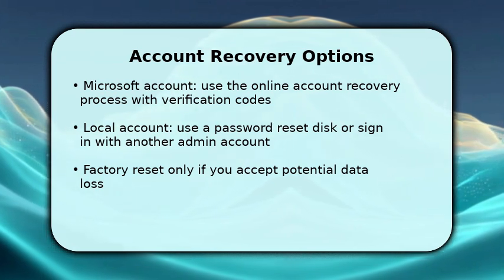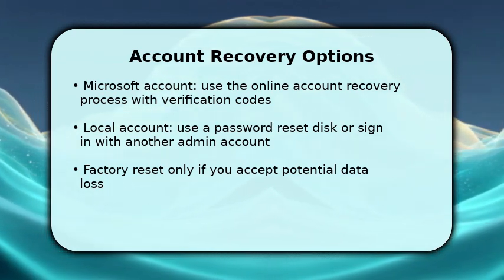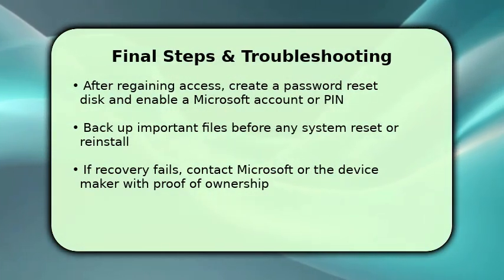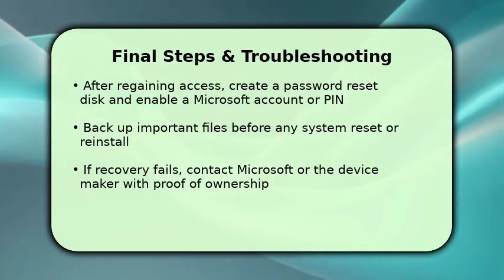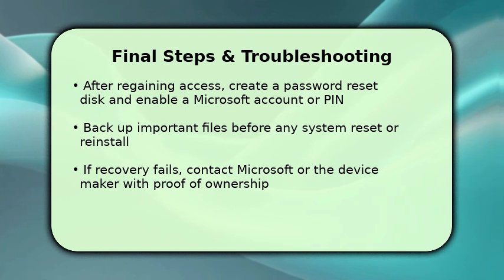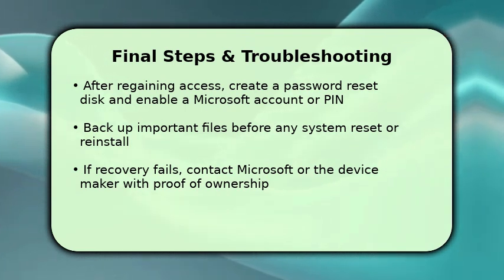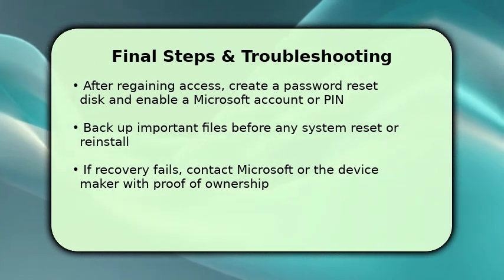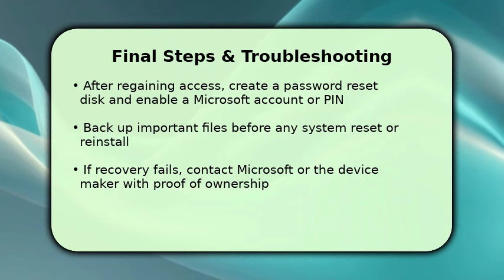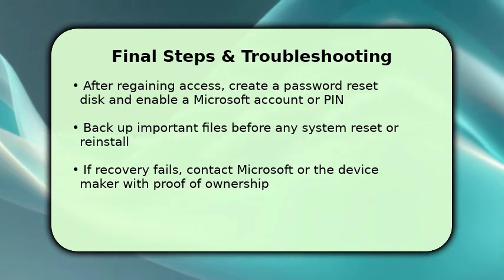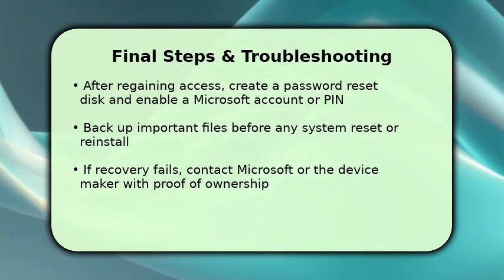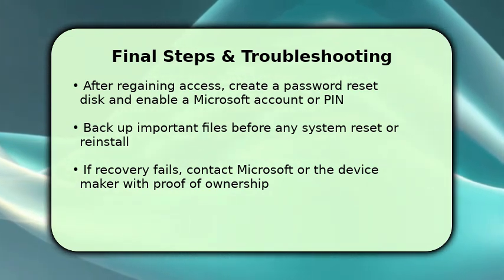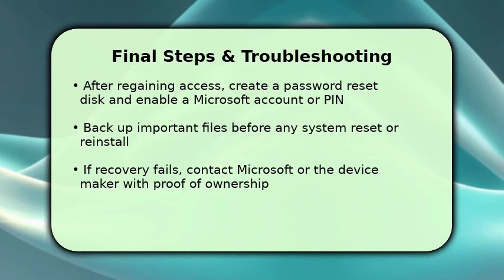Once you regain access, immediately create recovery options: a password reset disk for local accounts, or link and verify a Microsoft account and enable a PIN or two-step verification to prevent future lockouts. Always back up personal files before attempting a reset or reinstall to avoid data loss. If recovery tools or online recovery fail, the proper next step is to contact Microsoft support or the device manufacturer. Provide proof of ownership and request.